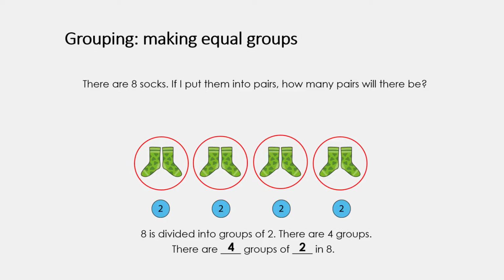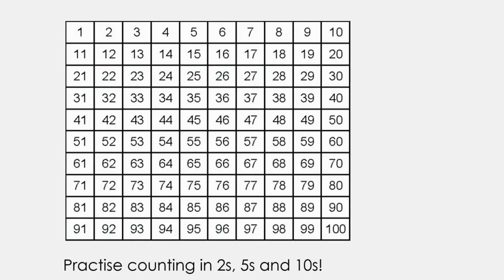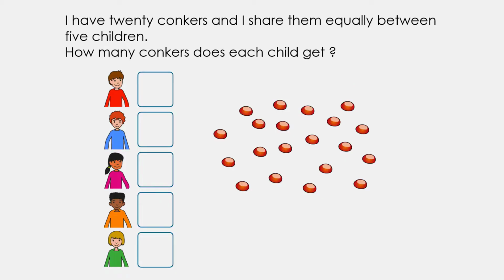So that's grouping, taking a whole and splitting it up into groups of a particular size. What we're looking at today, sharing equally, it's similar to grouping, but it is different. So a question I want you to be thinking about today is, what's the same and what's different about grouping and sharing? Now, doing some practice of your counting in 2s, 5s and 10s will be really helpful for our lesson again today, and you should be doing that at home lots anyway.